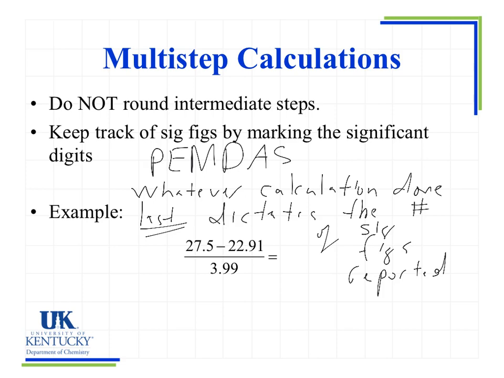So if your calculation that is conducted last is addition and subtraction, you obey the addition subtraction sig fig rule. If it's multiplication and division, you obey that rule. Whichever one's done last dictates the number of sig figs reported.